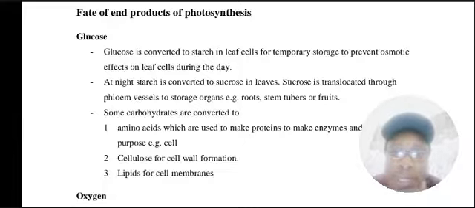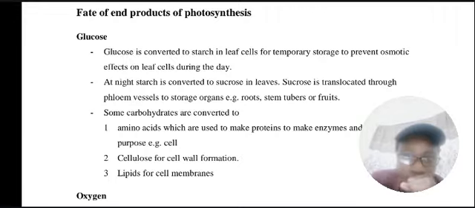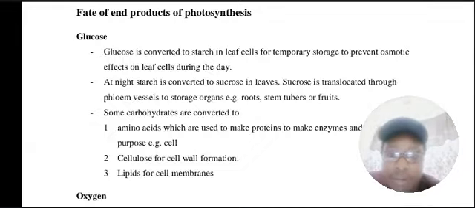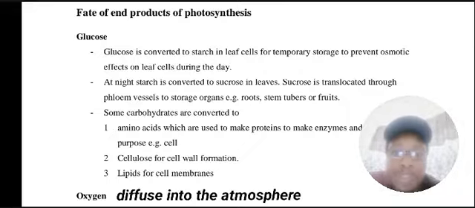Okay, so some of the carbohydrates are also used. They are converted to amino acids, which are used to make proteins and enzymes for the plant. They are converted to cell wall formation and lipid formation. So you can see there are a lot of uses for the glucose. The oxygen simply diffuses out of the leaf into the atmosphere.